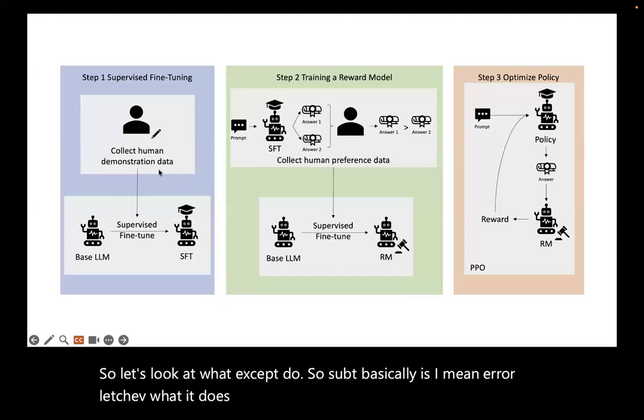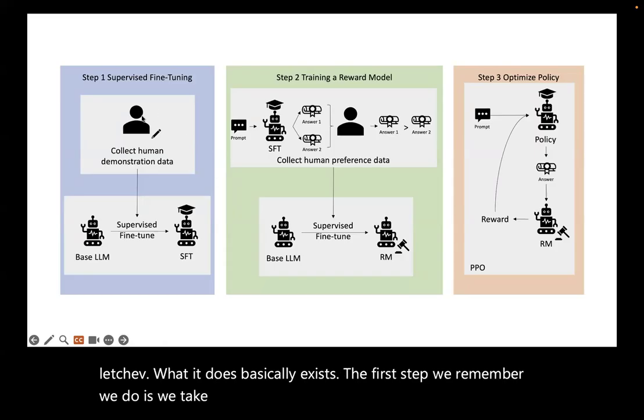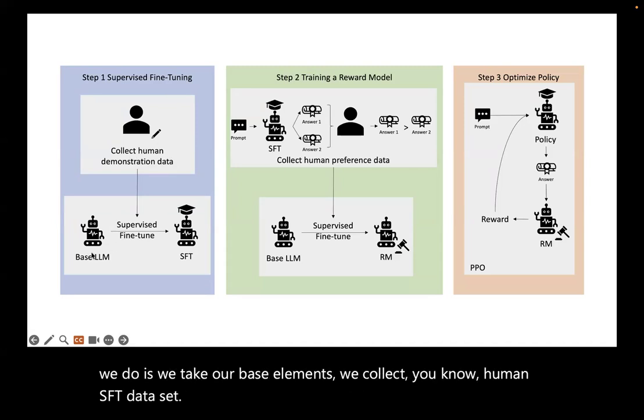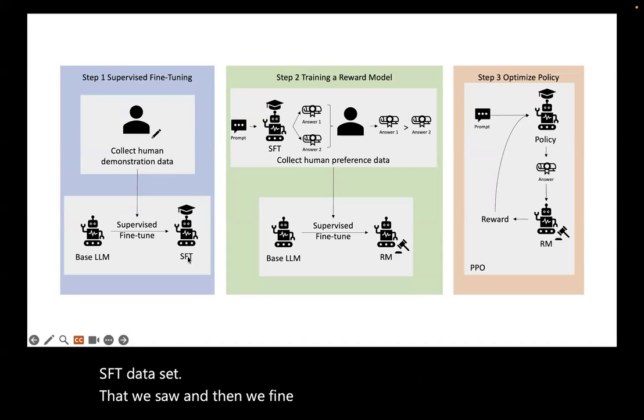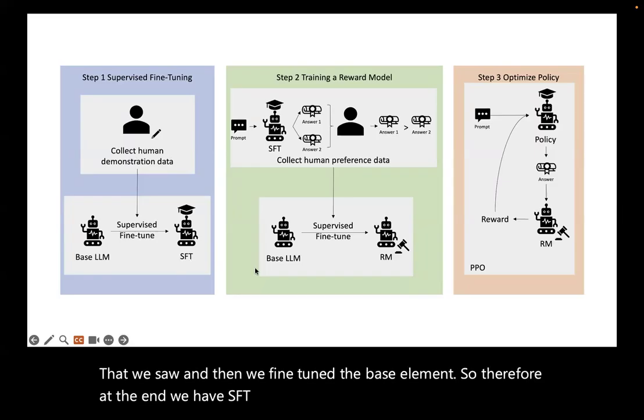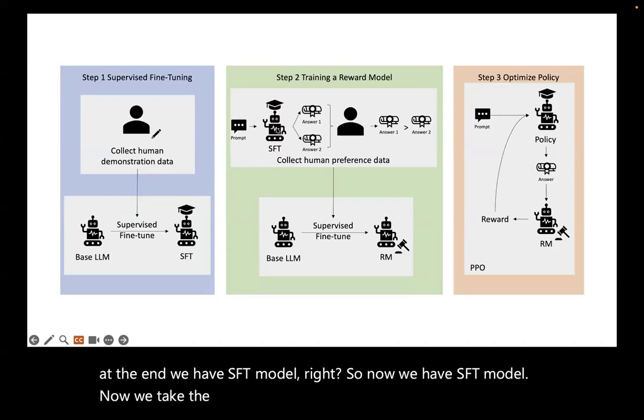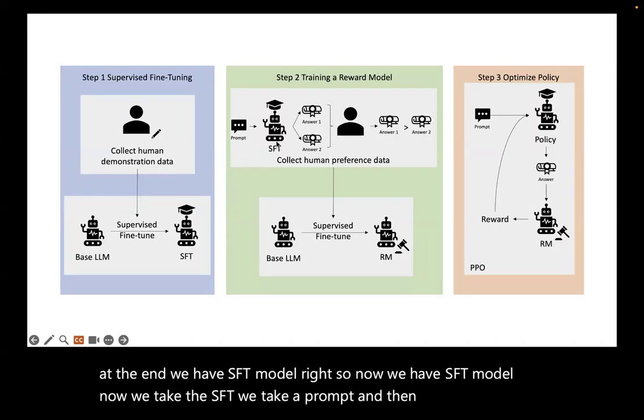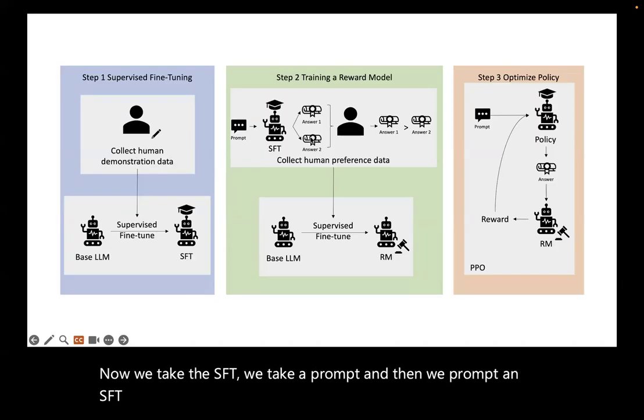The first step we remember is that we take our base LLM, we collect the human SFT data set that we saw, and then we fine-tune the base LLM. So at the end we have an SFT model, right? Now we take a prompt and prompt the SFT model. It gives us two answers. Now humans rank these answers.